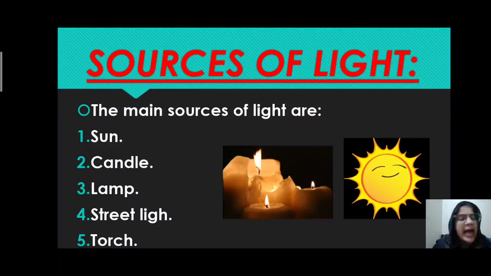But remember that the moon and the earth are not the sources of light. They are not included in the sources of light because the moon does not produce its own light. The earth does not produce its own light. The moon reflects the light of the sun, so it is not the main source. The sun is the natural source of light.